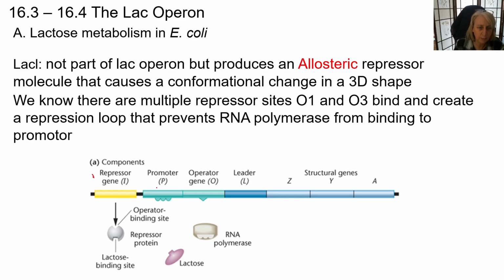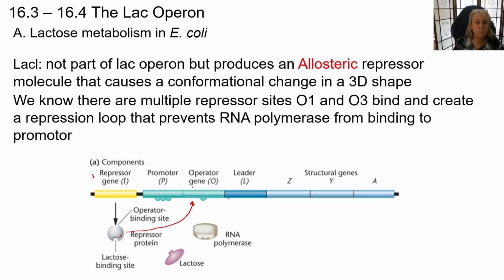This upstream of the lac operon, and not exactly part of the lac operon, but it plays a role in it, is LAC-L. This LAC-L produces a repressor, and it's an allosteric repressor, meaning it can change shape. It's from a different location. It causes a change in the operator itself. This repressor protein normally binds to the operator and blocks it.